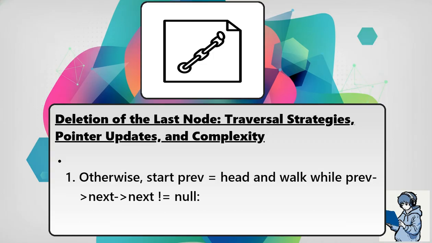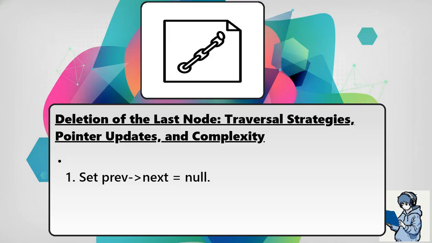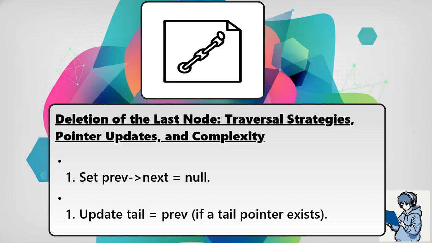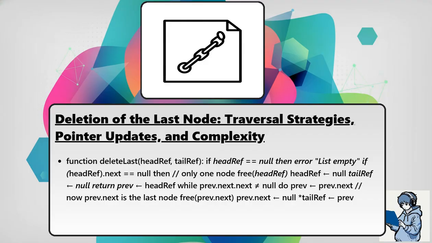3. Otherwise, start prev equals head and walk while prev->next is not equal to null. When the loop ends, prev->next is the last node. 4. Store last equals prev->next. 5. Set prev->next equals null. 6. Update tail equals prev if a tail pointer exists. 7. Free last.